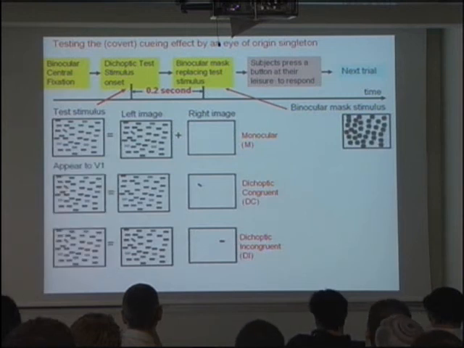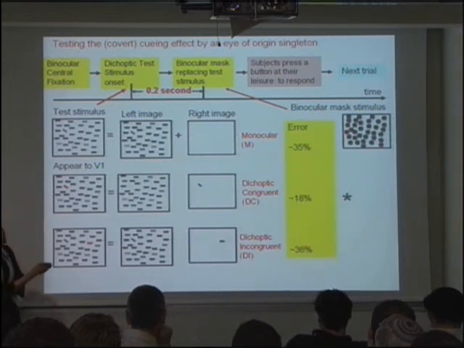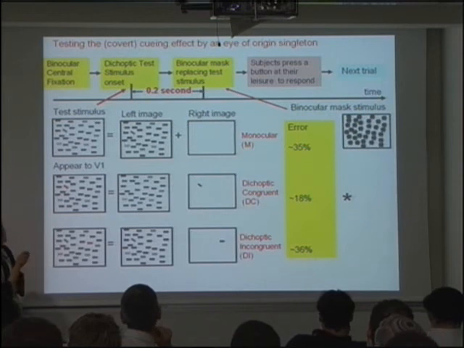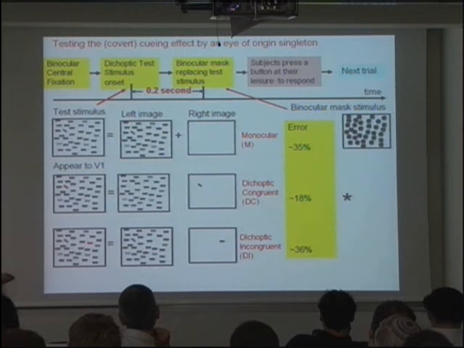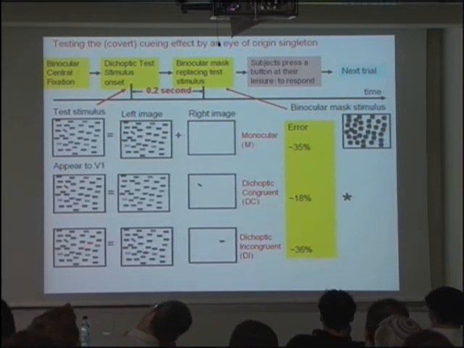It will be easier in this situation and more difficult there. And indeed, you find that they make more errors when it's not guided. But when it's properly guided by V1, they make fewer errors. And when it's, again, invalidly guided, they make more errors. And this is so significant.